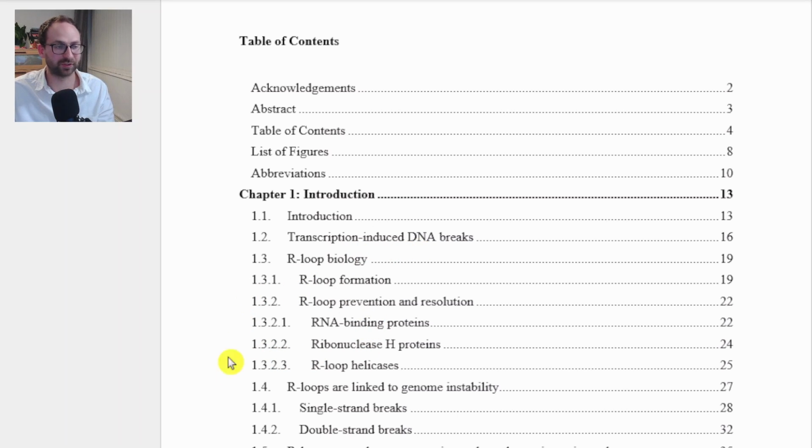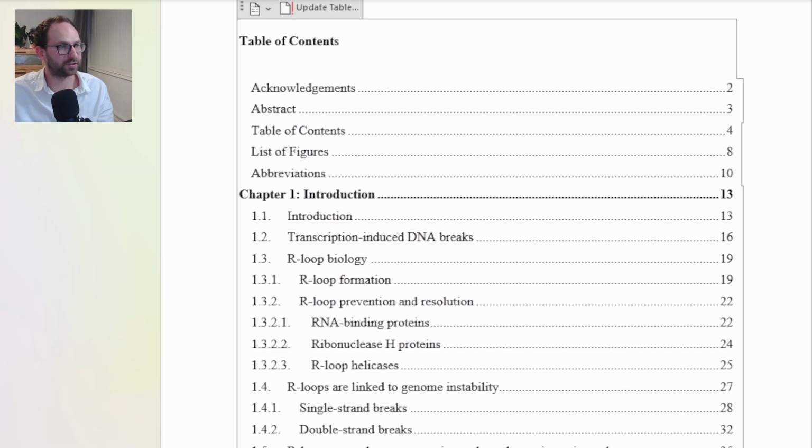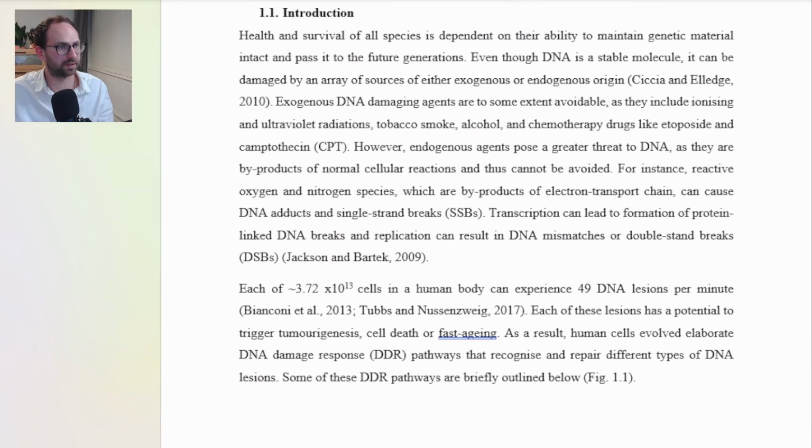Maybe the R loop is not in the name of the header, but it is about R loops. It was just this here that wasn't about R loops. Okay, so this is the introduction, and let's look at it closely now before I go any further. So let's jump into the introduction.